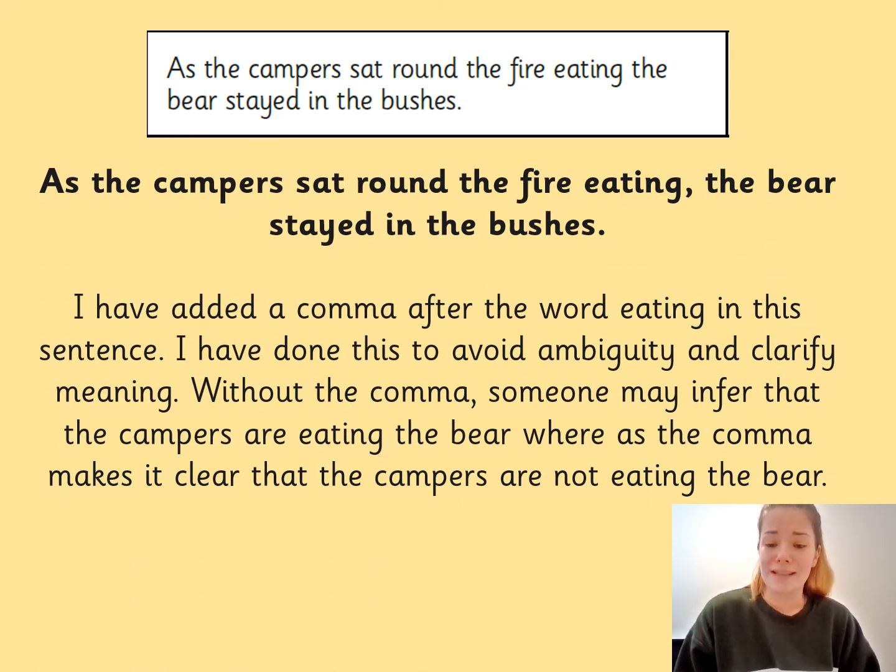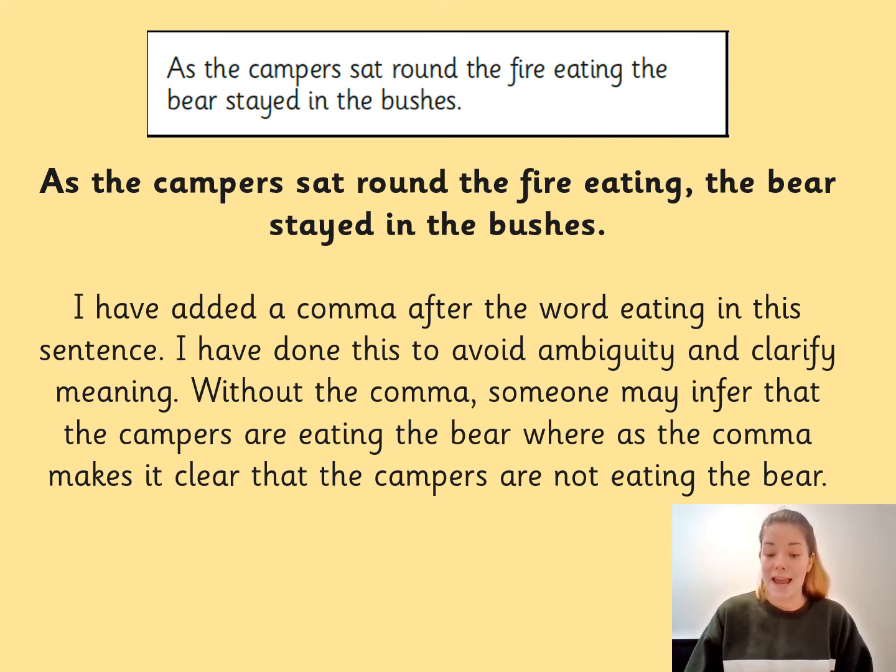So I've said that we definitely need a comma to clarify the meaning and avoid ambiguity in this sentence. And I've put my comma between eating and the. So I've added a comma after the word eating in this sentence. I have done this to avoid ambiguity and clarify meaning. Without the comma, someone may infer that the campers are eating the bear, whereas by placing that comma in, it makes it clear that the campers are not eating the bear and that the bear is separate to the campers.